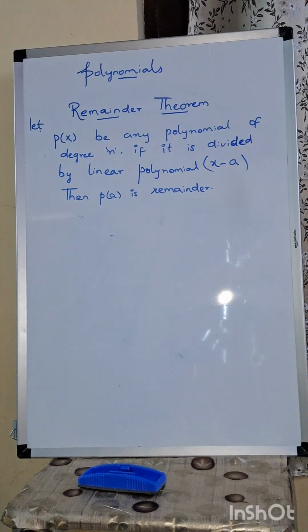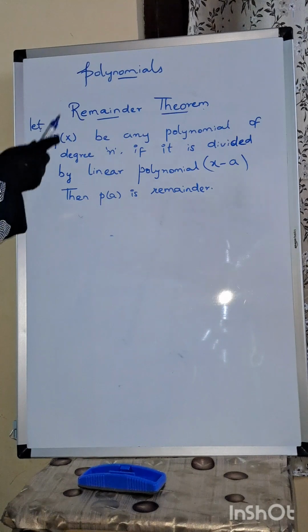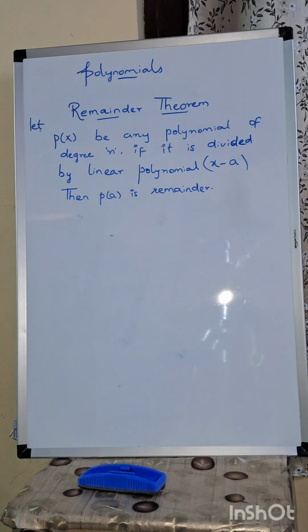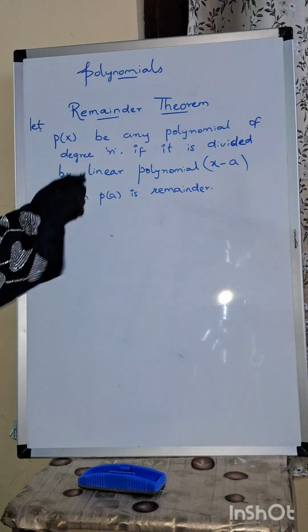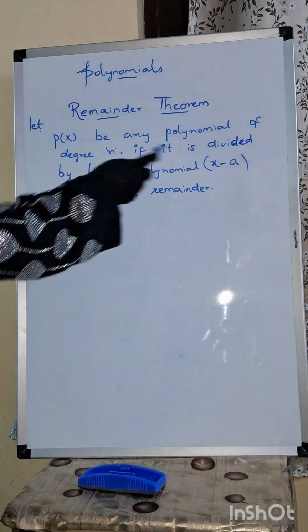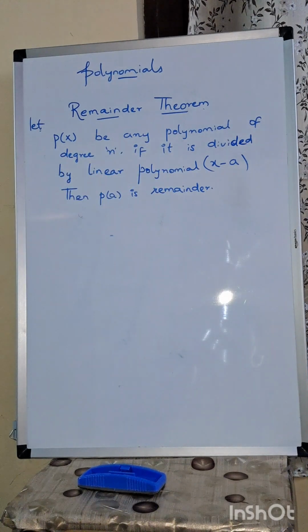Right. So before going to exercise 2.3, let us learn first the remainder theorem. Remainder theorem is nothing but: let p of x be any polynomial of degree n, any polynomial, okay? And if it is divided by any linear polynomial x minus a, then p of a is nothing but the remainder. This is nothing but the remainder theorem, most important to do exercise 2.3.